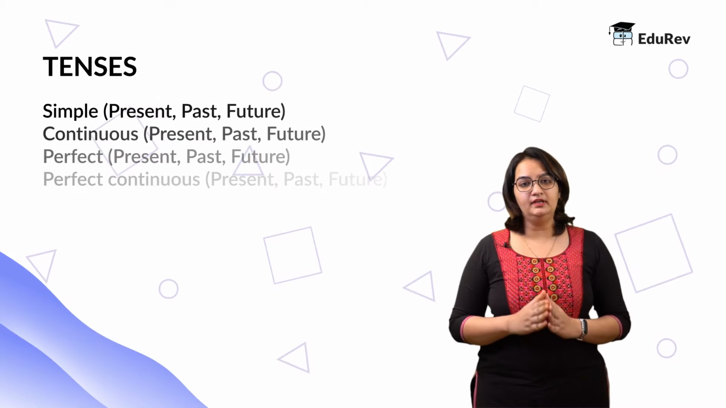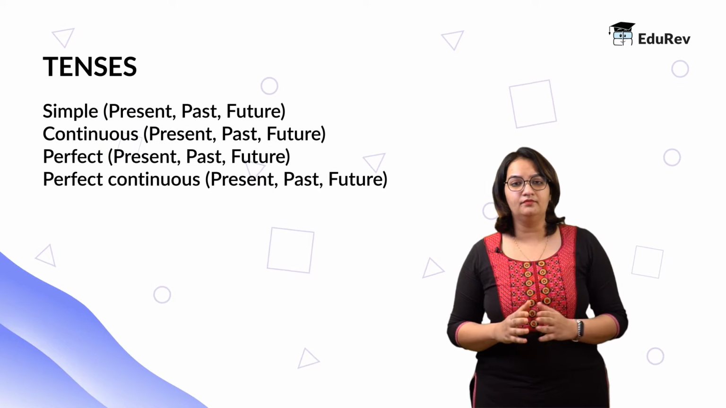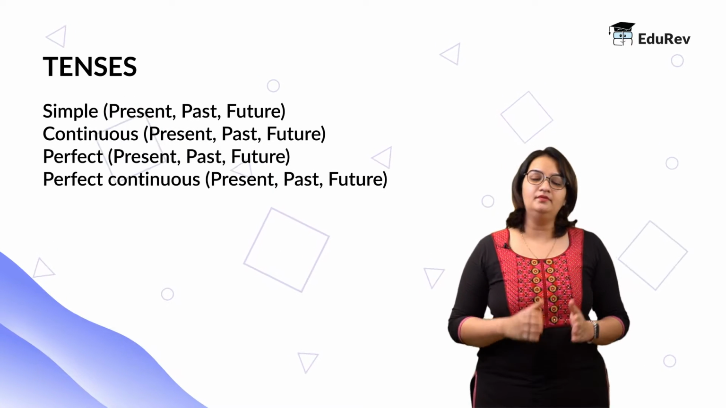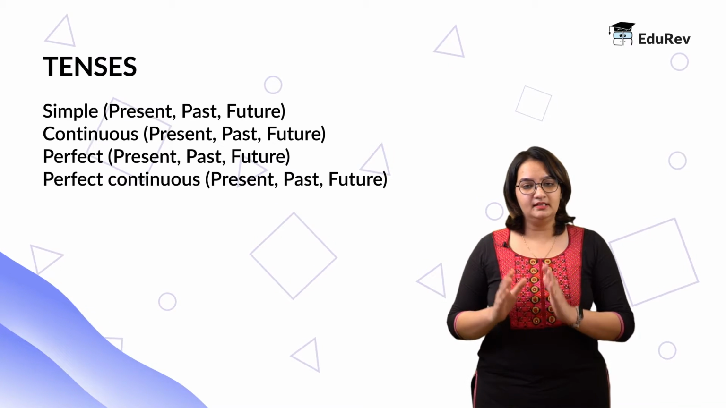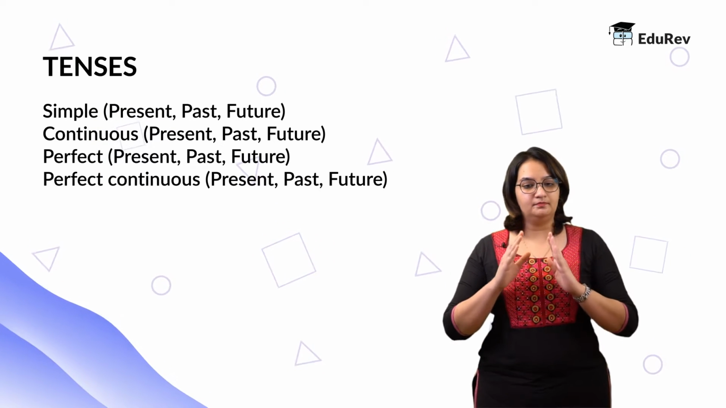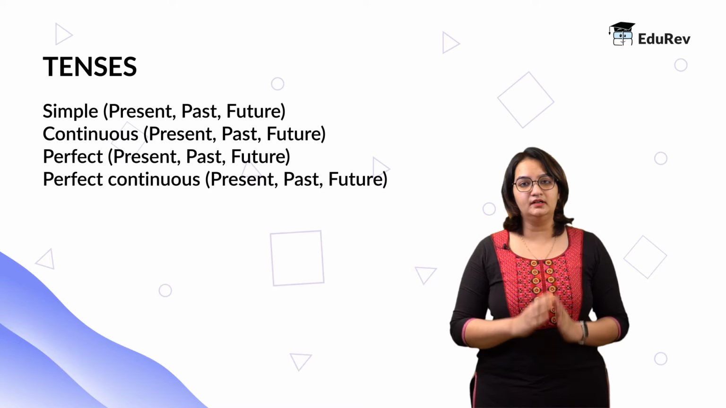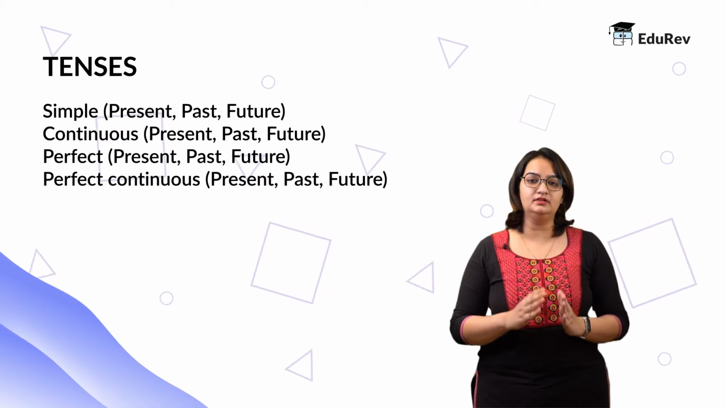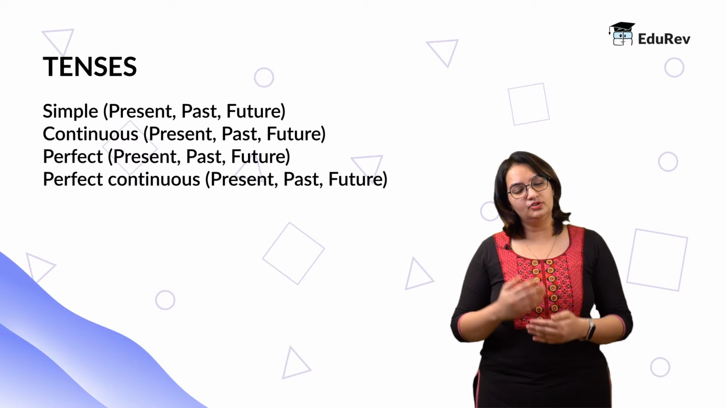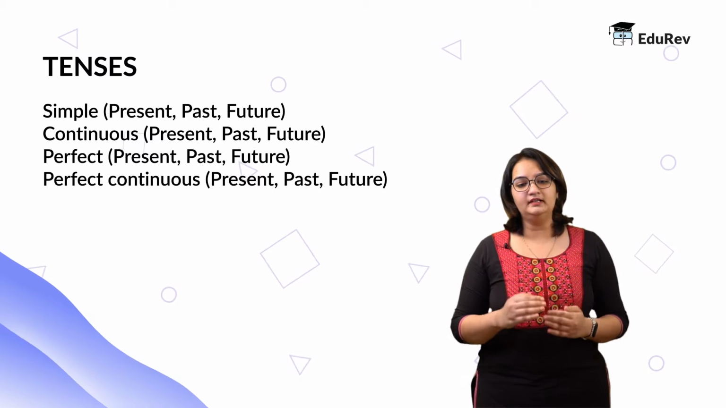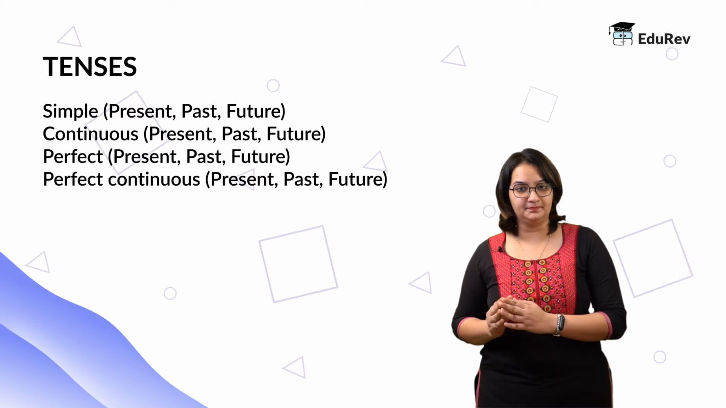For example, we have simple present tense, we have simple past tense, and we have simple future tense. Similarly, we have continuous present tense, we have continuous past tense, and we have continuous future tense, and so on and so forth for perfect as well as perfect continuous tenses.